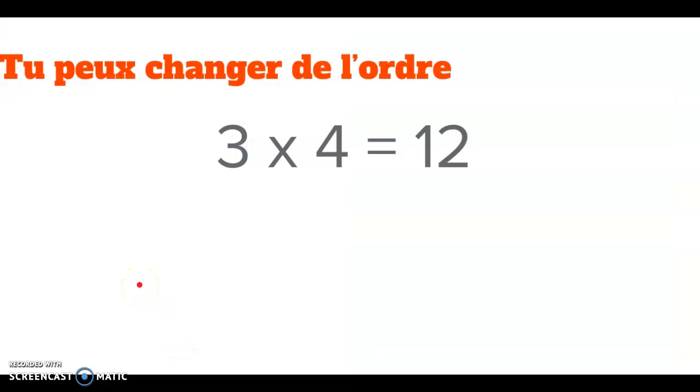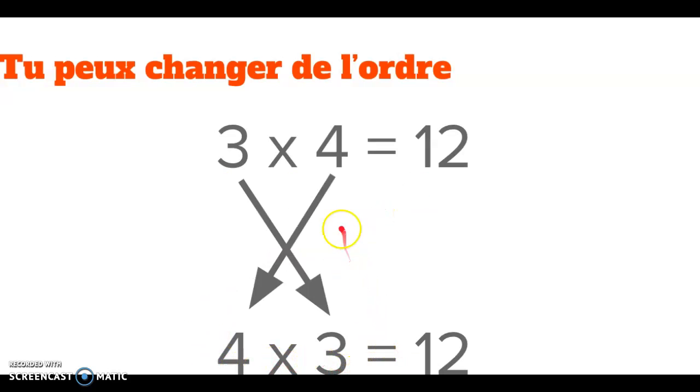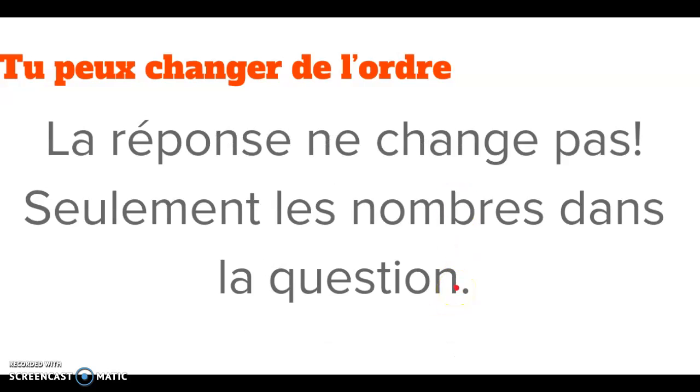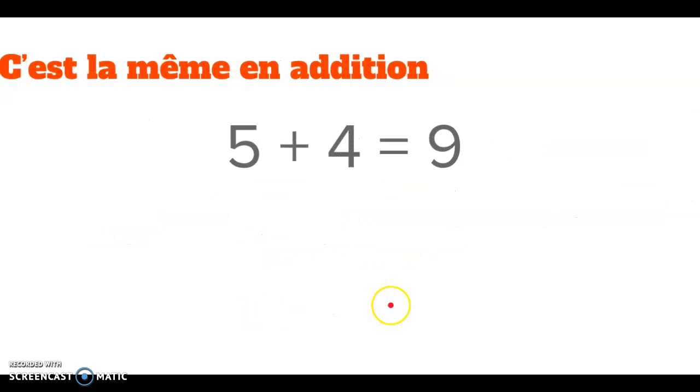But what we're going to talk about today is changing the order of the first two numbers. So 3 times 4 equals 12, we just saw that. But 4 times 3 also equals 12. All we did was change the order of the first two numbers, but you cannot change the order of the answer. The answer needs to stay the same. Again, the answer does not change. Only the numbers in the question can change order.